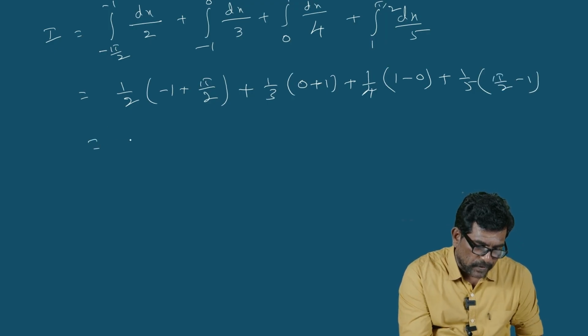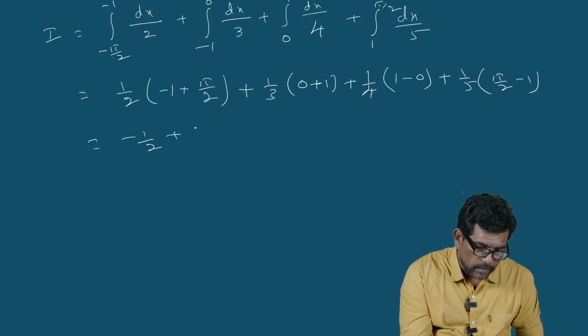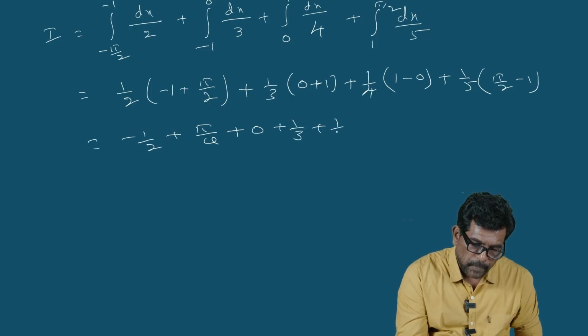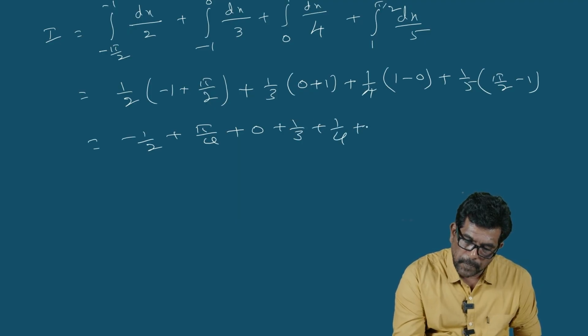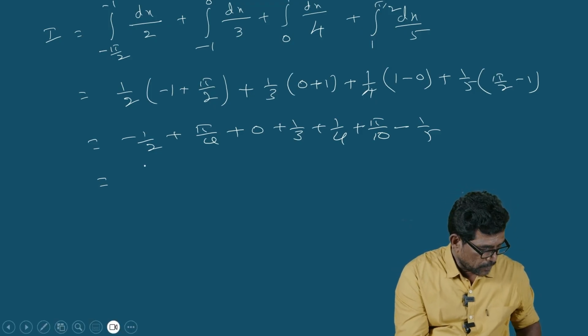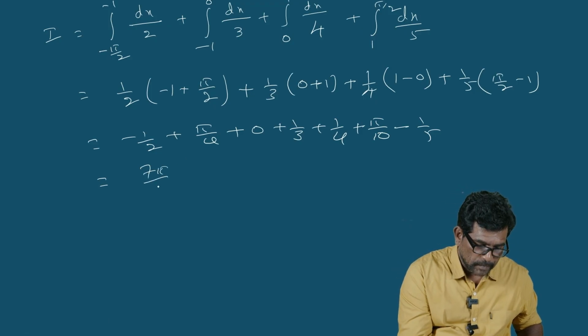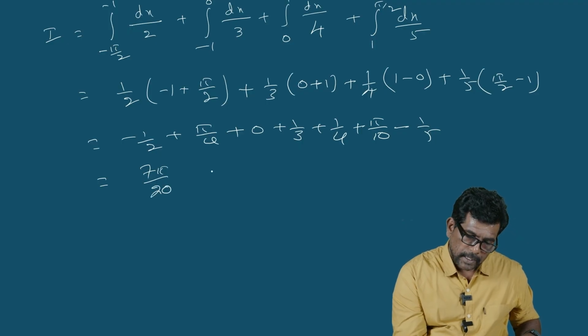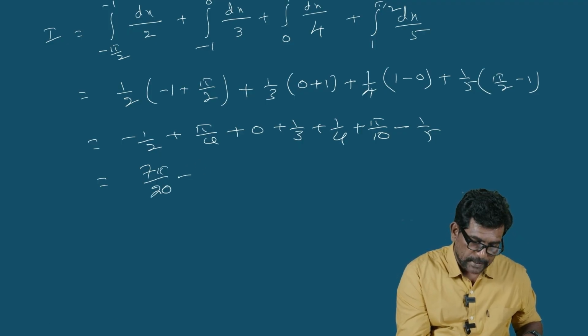Now we are simplifying this one. Minus 1 by 2 plus pi by 4 plus 0 plus 1 by 3 plus 1 by 4 plus pi by 10 minus 1 by 5. Now the simplification is pi by 4 plus pi by 10 becomes 7 pi by 20, and the sum of the constants becomes minus 7 by 60.